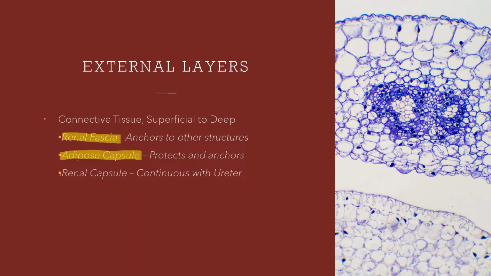Then we have the deepest layer, which is the renal capsule. This is a smooth, transparent sheet of dense irregular connective tissue, and it's continuous with the outer layer of the ureter. What this renal capsule does is serve as a barrier against trauma, and it also helps to maintain the shape of the kidney.